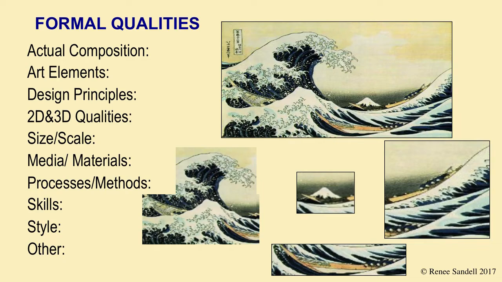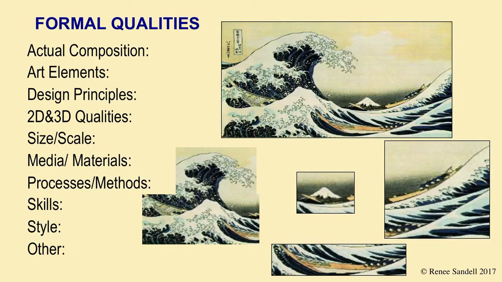The processes involve relief printing, multiple layers of color, registration, but a collaborative approach as well. And certainly the artist had the skills of drawing, wood engraving, and design. The style of this work is ukiyo-e, pictures of the floating world.